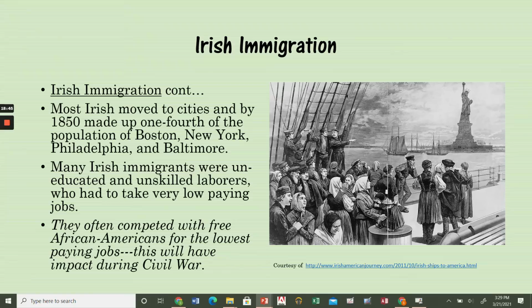And I tell you that now because I want you to remember that, because that's going to lead to a very significant event during the Civil War, called the Draft Riots that take place in New York City in 1863. And so understand that these new Irish immigrants viewed free African Americans as competing for their jobs in the North, and that's going to cause a lot of tension between the two groups.